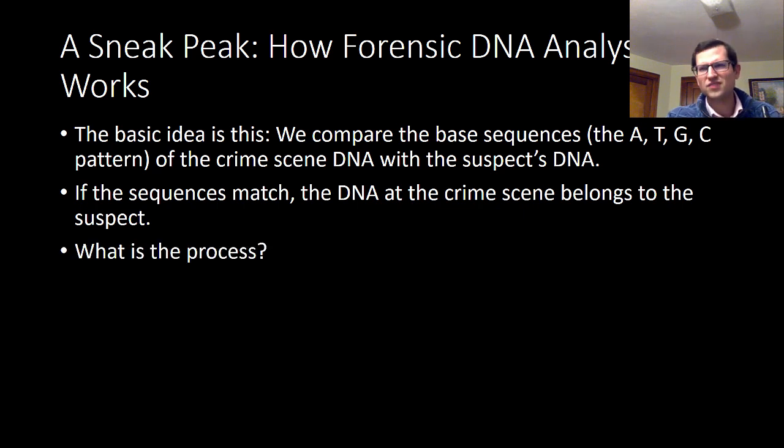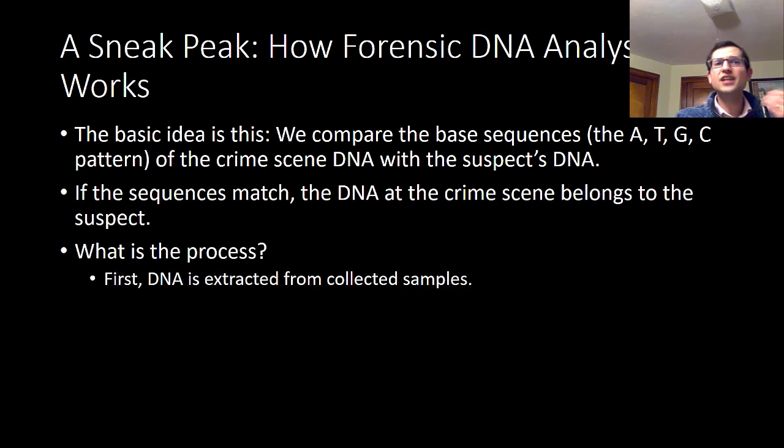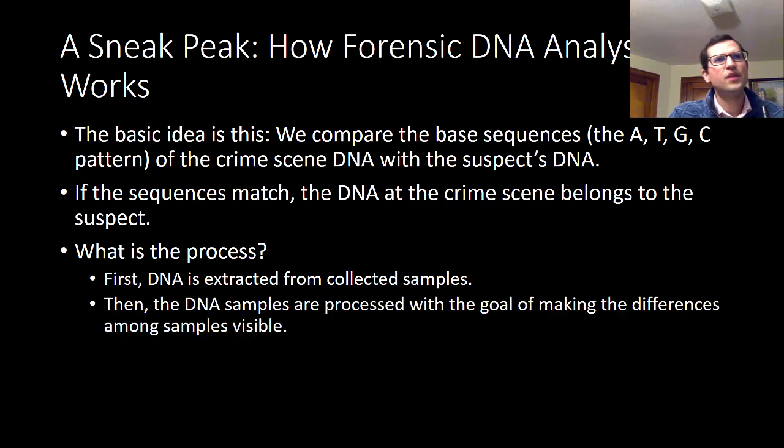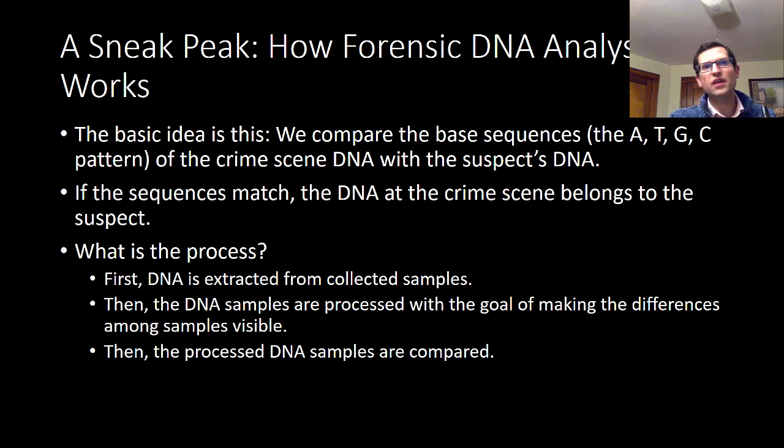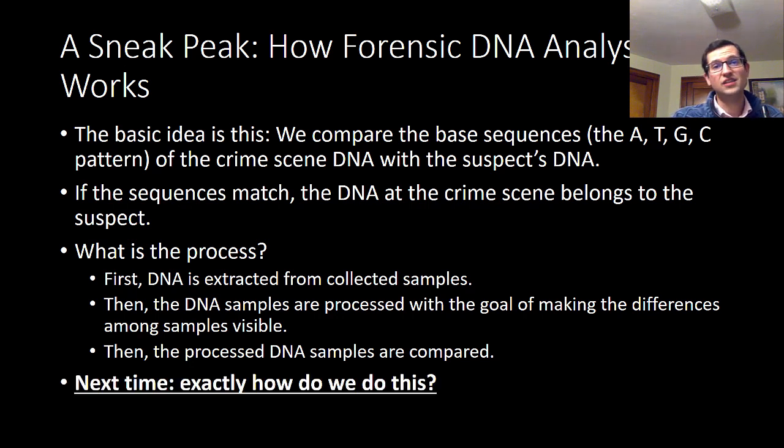So what's the process? What's the general process? Okay, so first DNA is extracted from collected samples. You get your samples from underneath the fingernails, you take a blood test of the suspect, and so on. Then we process the DNA samples, and the goal there is to make those very few differences among the samples visible, so that we can actually distinguish two different people's DNA. Once we've done that, we can compare the DNA samples from the crime scene to the DNA samples from the suspect, and we can see if there's a match.